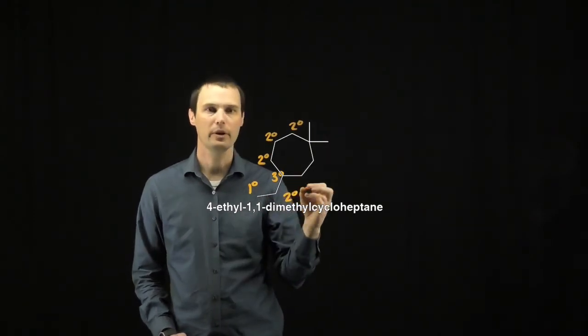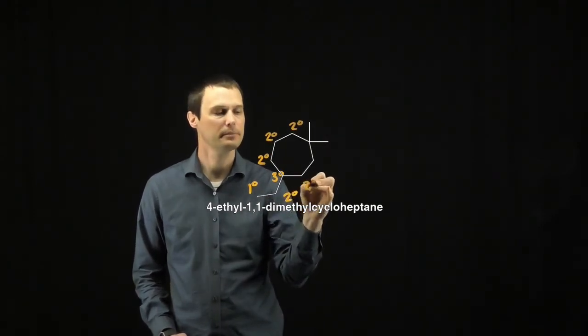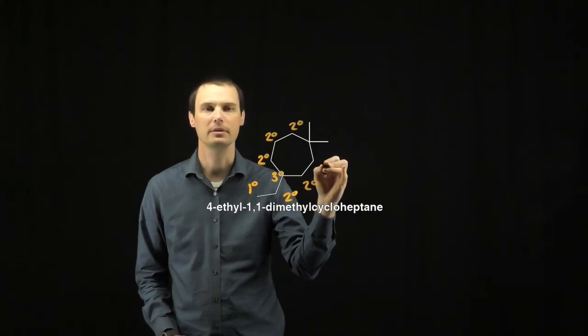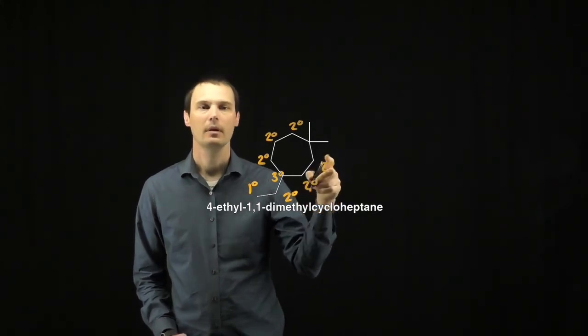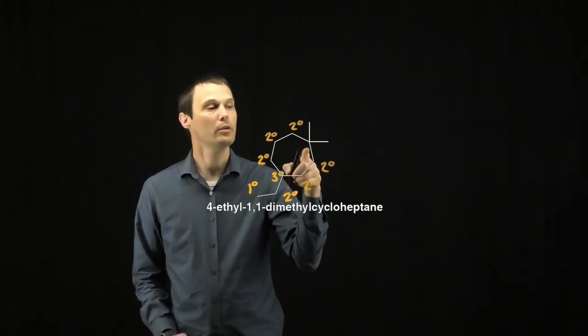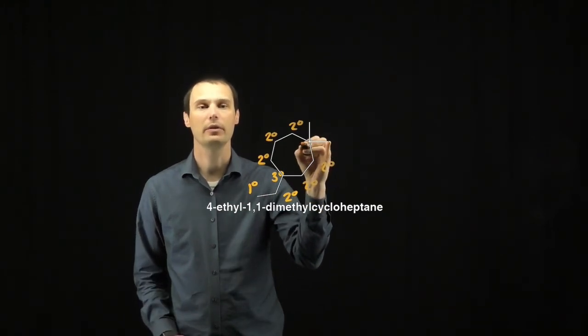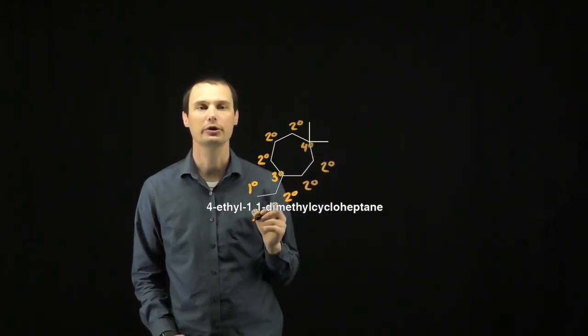As we move our way around the ring, we've got a couple more secondary carbons. And this one as well is also secondary. Here we have a carbon atom with 4 bonds and 0 hydrogens. That makes this one the lone quaternary carbon in this structure.